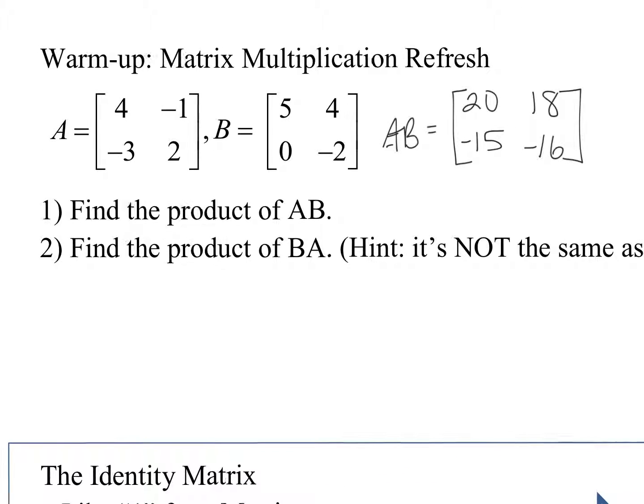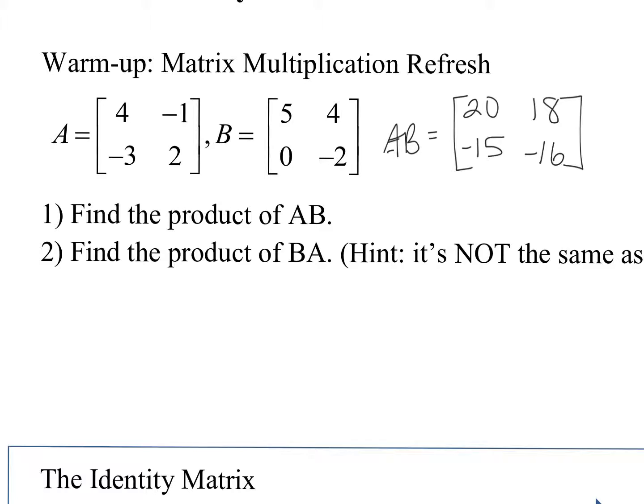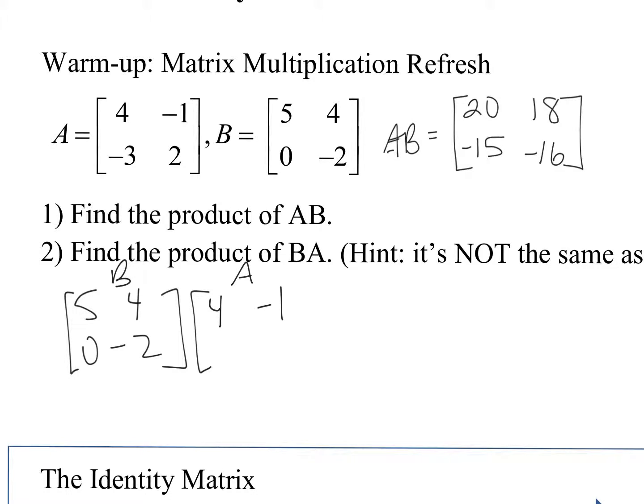Then the second part says find the product of BA. So I'm actually going to rewrite these, and I'm going to put B first, which is 5, 4, 0, -2. B is here, A is here. So for B times A, I'm going to rewrite them so I don't get confused, because I always have to go across, down. So this is going to be 20 plus -12, which is 8. Then across, down, -5 plus 8, that's 3.